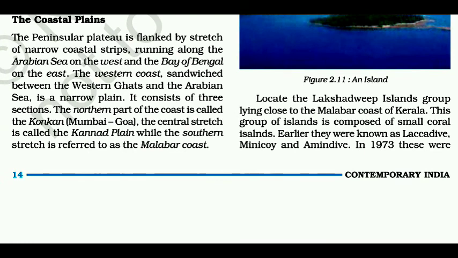The coastal plains. The peninsular plateau is flanked by a stretch of narrow coastal strips, running along the Arabian Sea on the west and the Bay of Bengal on the east. The western coast, sandwiched between the Western Ghats and the Arabian Sea, is a narrow plain. It consists of three sections.